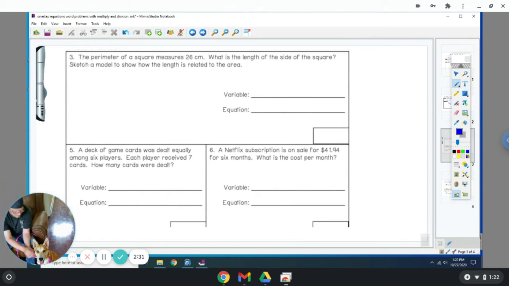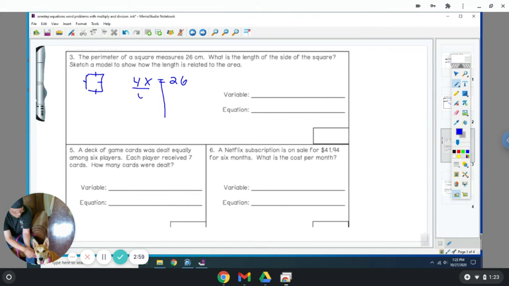All right, number 3. The perimeter of a square measures 26 centimeters. What's the length of the side of the square? Well, so a square has 4 sides. And to get the perimeter, you add up all 4 sides. So it means that 4 times x has to equal 26. So 4 represents that there are 4 sides, and x represents the measure of each side.